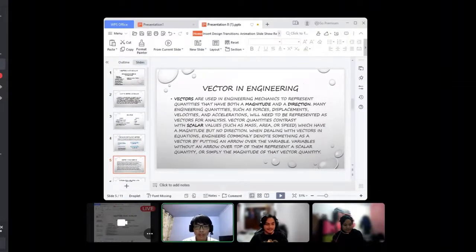Vectors in engineering: vectors are used in engineering mechanics to represent quantities that have both a magnitude and a direction. Many engineering quantities such as force, displacement, velocity, and acceleration need to be represented as vectors for analysis. Vector quantities contrast with scalar values such as mass, area, or speed, which have a magnitude but no direction. When dealing with vectors in equations, engineers commonly denote a vector by putting an arrow over the variable. Without an arrow, the variable represents a scalar quantity or simply the magnitude of that vector quantity.